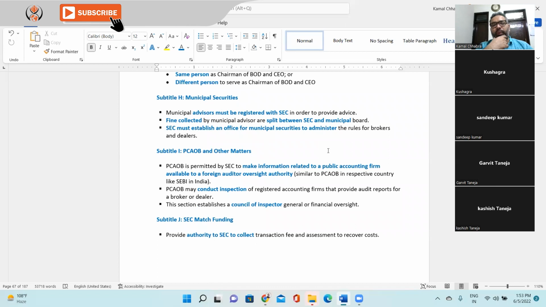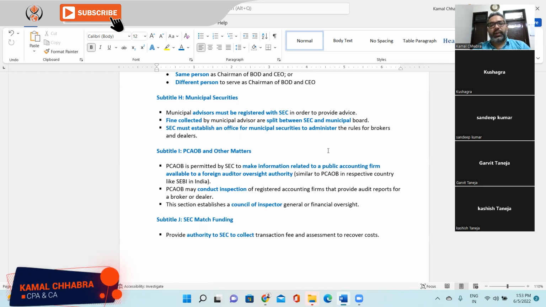Next is PCAOB and other matters. PCAOB is permitted by the Securities and Exchange Commission to make information related to public company accounting firms available to the Foreign Auditor Oversight Authority. And second, PCAOB may conduct inspections, and the section established the Council of the Inspectors General on Financial Oversight of the PCAOB.